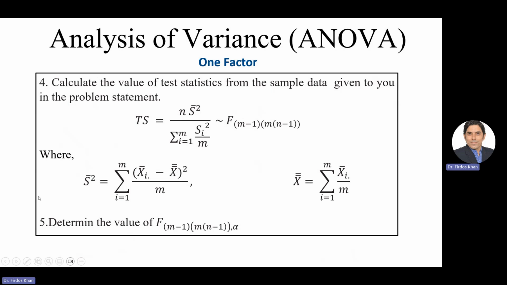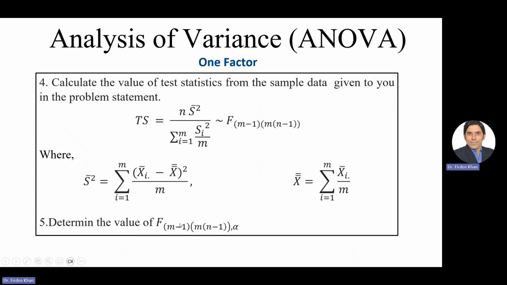Now the fifth step is to determine the value of F. So you will have some value for m. Suppose that is 3, so this will have 2 degrees of freedom. And suppose m is again 3, and n is 3. So this m times (n minus 1) will give you 3 times 2, that is 6. So you will have 2 and 6 degrees of freedom. You know, the F distribution has 2 degrees of freedom. I will explain how you will see the table. I will have a separate video on this.